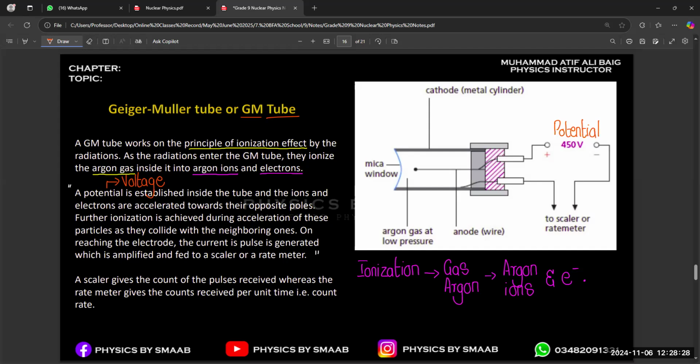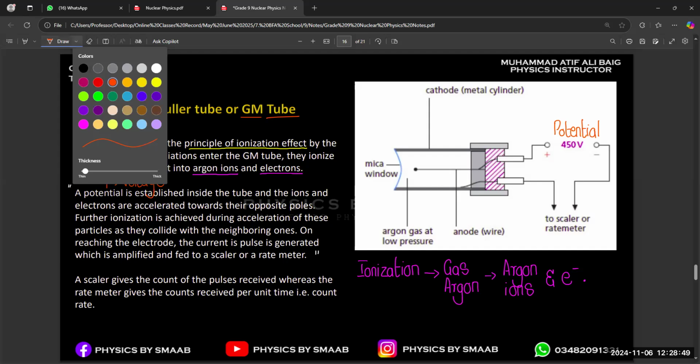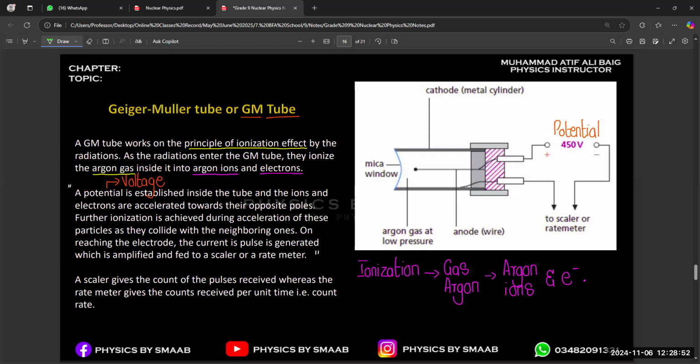Established inside the tube, and the ions and electrons are accelerated toward their opposite poles. Further ionization is achieved during acceleration. So in this way, detectors can detect alpha, beta, or gamma radiations because of the ionization process. But again, they will not ask about this whole working. Only the summary of this GM tube is very simple. It works on ionization, and we are using argon gas, and argon gas ionizes into argon ions and electrons. So in this way, this GM tube works to detect alpha, beta, and gamma radiations.